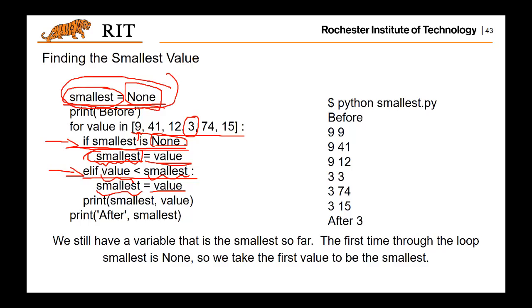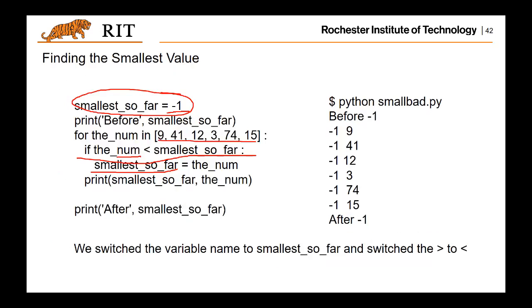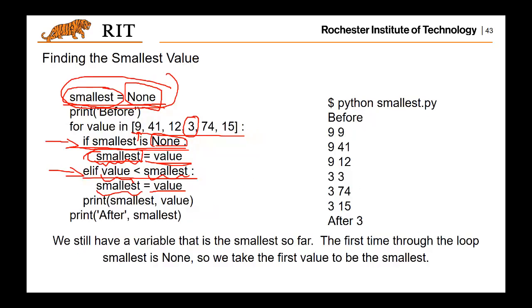I'm getting 9 for the smallest. You mean for this one, right? No, for the new one. Oh, for the new one. Yeah, it's not giving 3, it's giving 9.